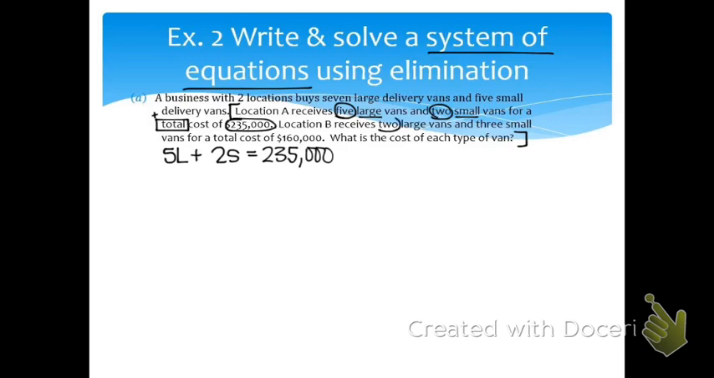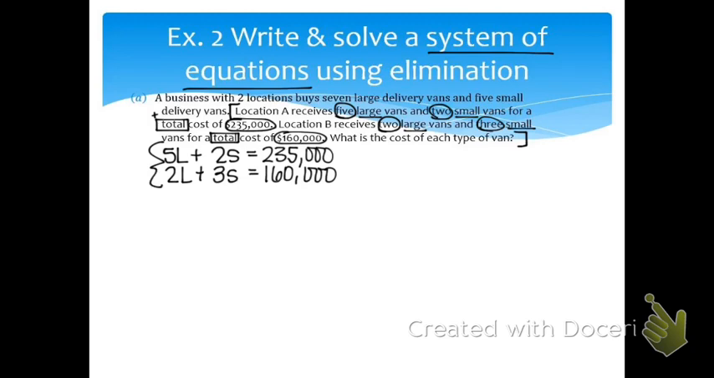Now with that in mind, look at location B. Location B receives 2 large vans and 3 small vans for a total, there again is total, cost of $160,000. So write that equation. What does that equation look like? Good job. 2L plus 3S equals $160,000. Now, these are our 2 equations, so we've got to solve.